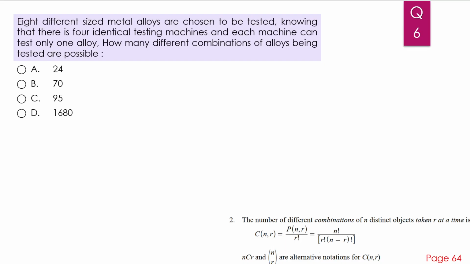Next, 8 different sized metal alloys are chosen to be tested, knowing that there are 4 identical testing machines and each machine can test only one alloy. How many different combinations of alloys being tested are possible?